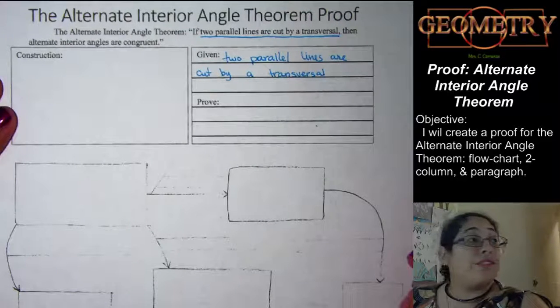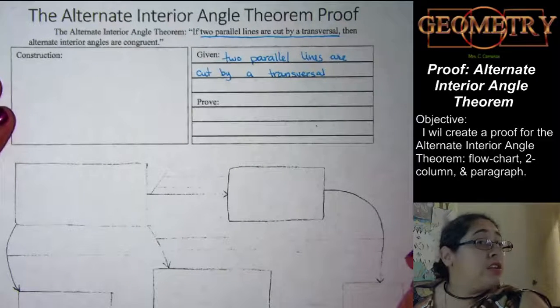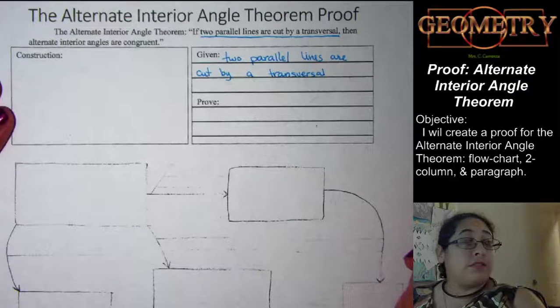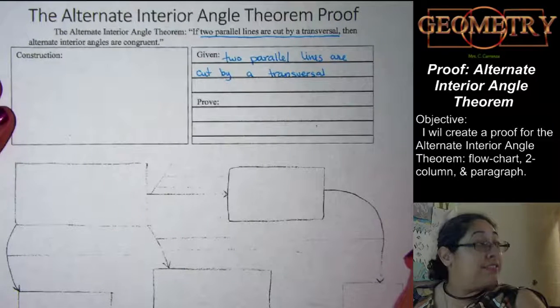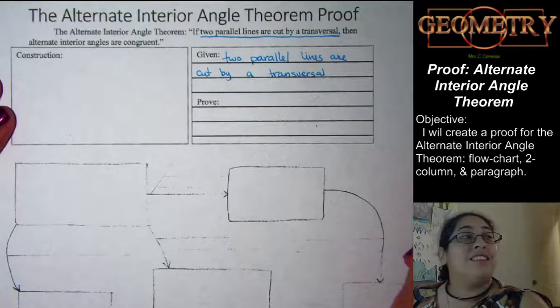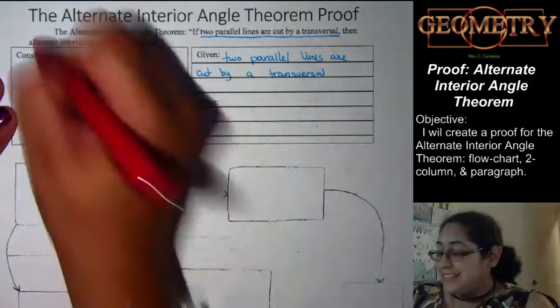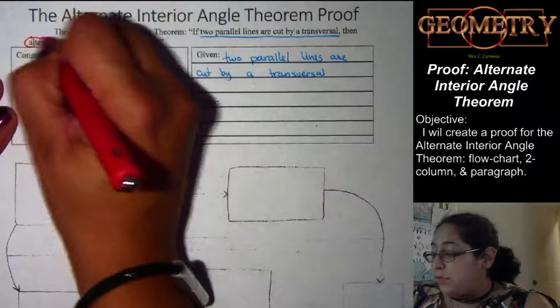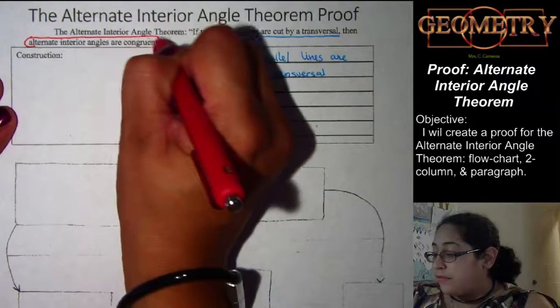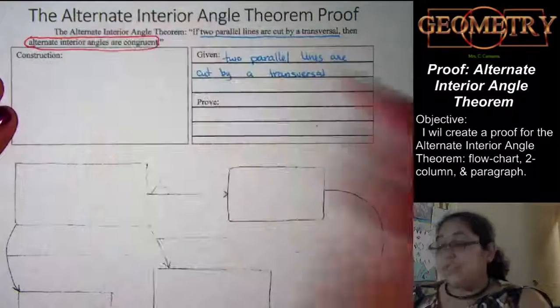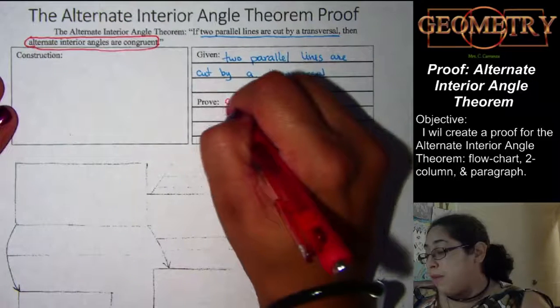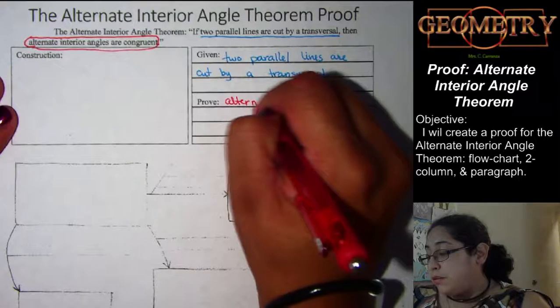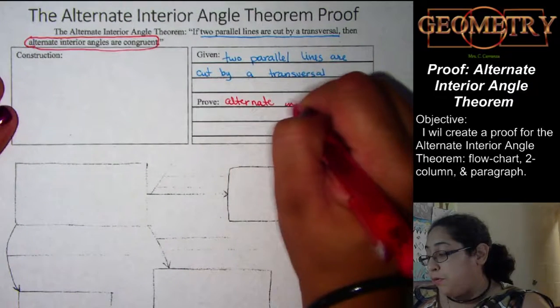Thank you. Now we need the conclusion of this conditional statement. What would be the conclusion? Okay, remember it's without the word then. So the conclusion is alternate interior angles are congruent. So please write that by the prove. The conclusion is what we are trying to prove today.